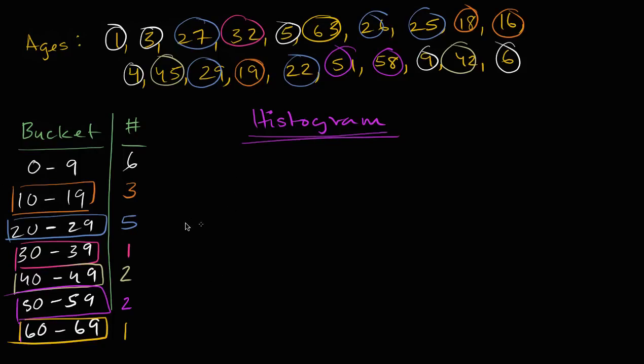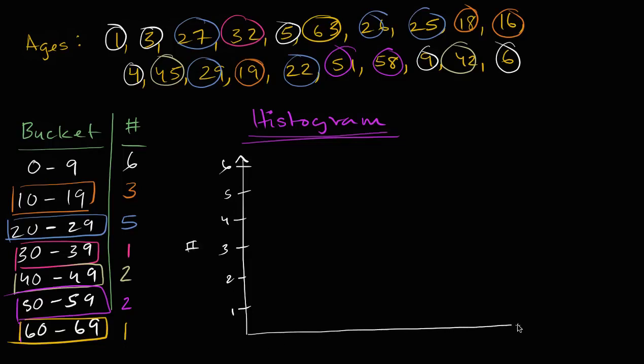So let's do this. All right. So on this axis, let's see, the largest category has 6. So this is the number of folks. And it's going to go 1, 2, 3, 4, 5, 6. This is the number.